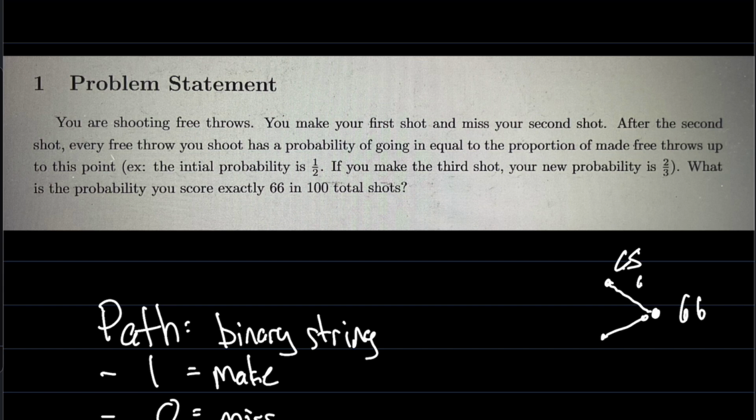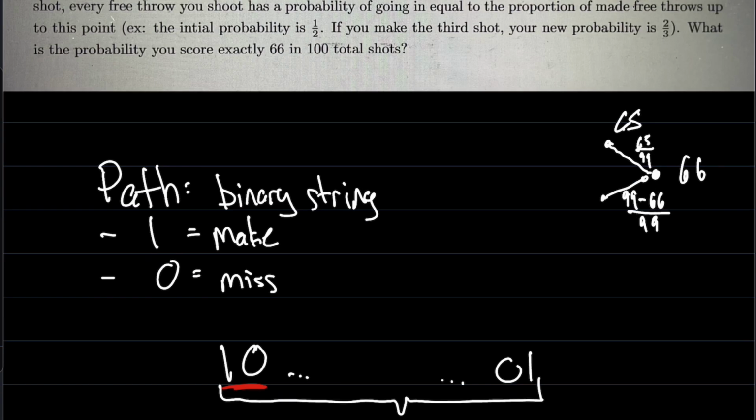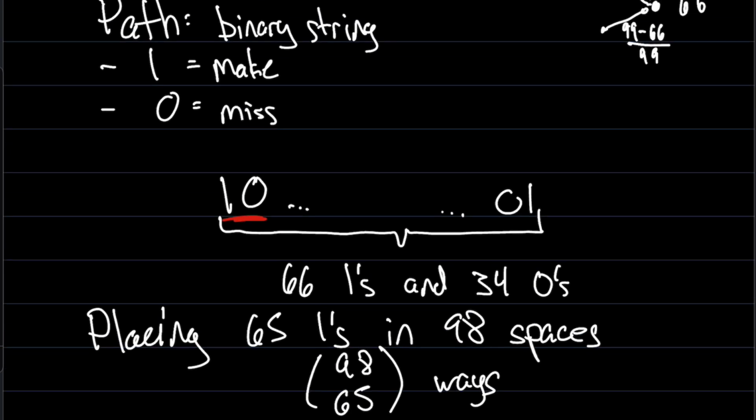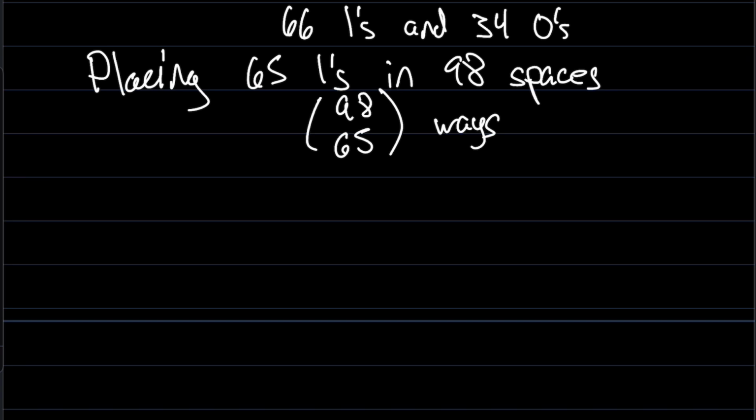So this would be 65 over 99, whereas this would be 99 minus 66 over 99. So it would be 33 over 99. So the exact path we take is going to be dependent on where our ones and zeros actually are in this path. But let's think about that.